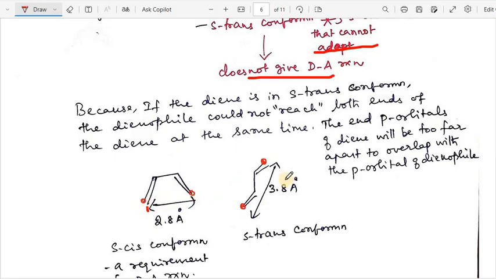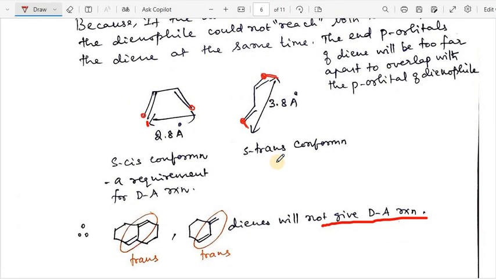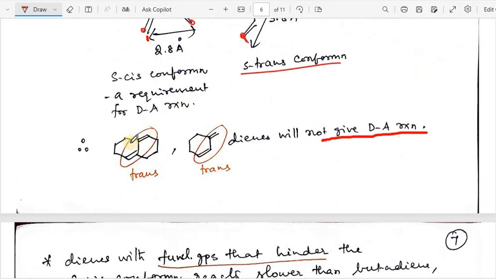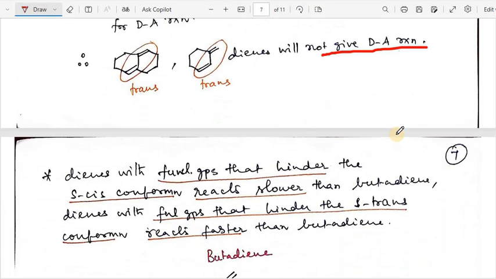But if the diene is in S-trans conformation, the dienophile cannot reach both ends of the diene at the same time. Because the two end p orbitals are important for the overlap, isn't it? The two p orbitals will be too far apart to overlap with the dienophile. Therefore, S-trans conformation cannot undergo Diels-Alder, but if it has the capability to rotate and form S-cis conformation, then it will undergo Diels-Alder reaction. See here, it has a trans conformation. See, the diene has trans conformation. In this also, the diene has trans conformation. Therefore, it does not give Diels-Alder reaction.